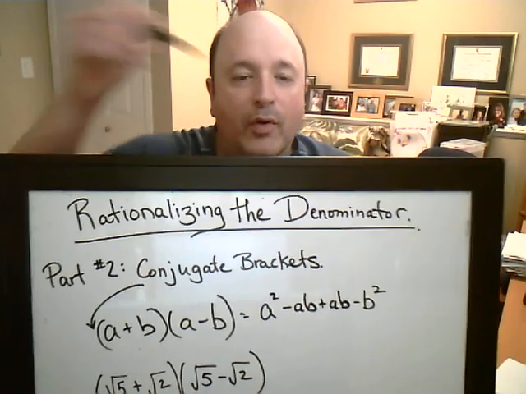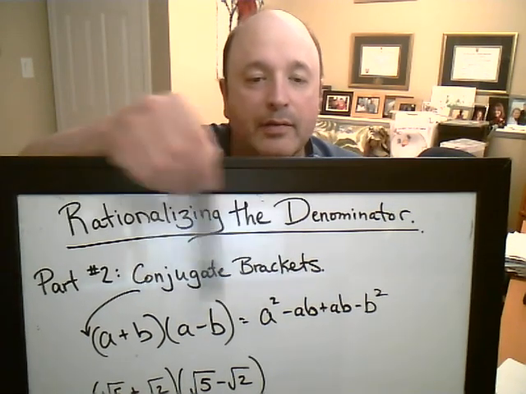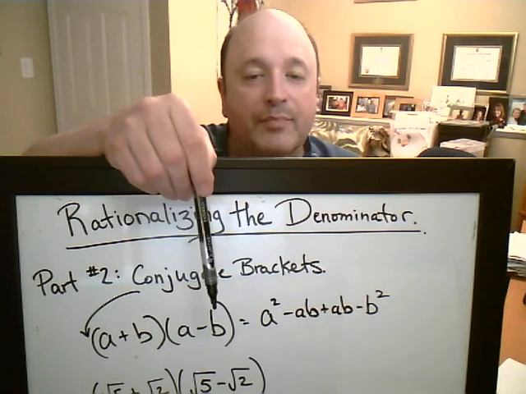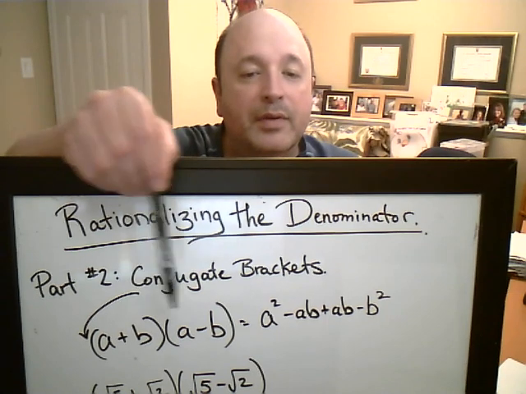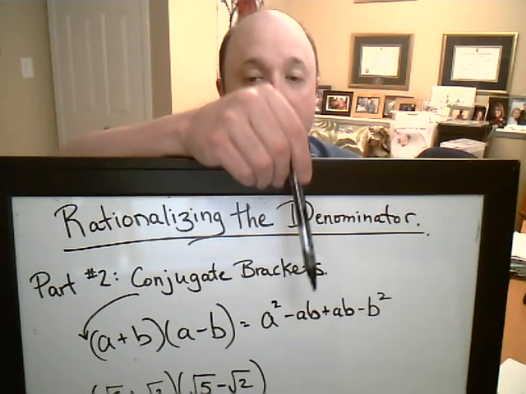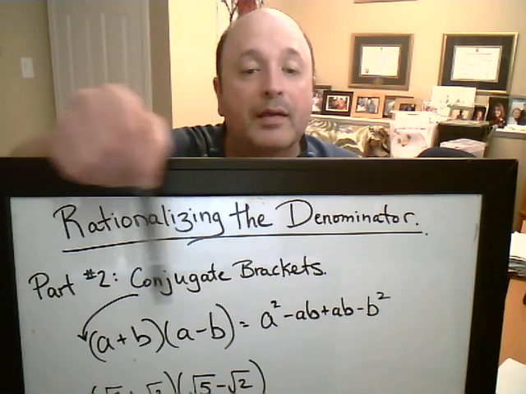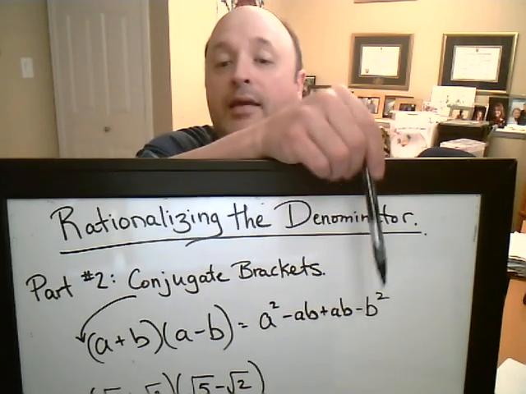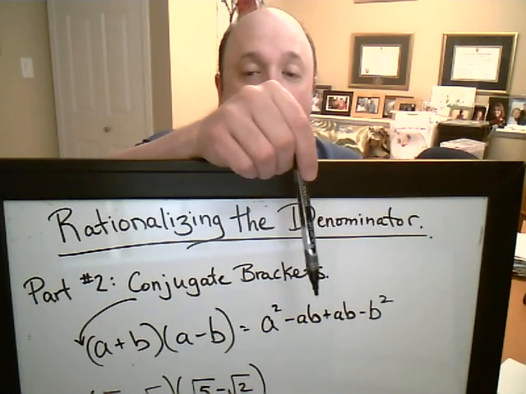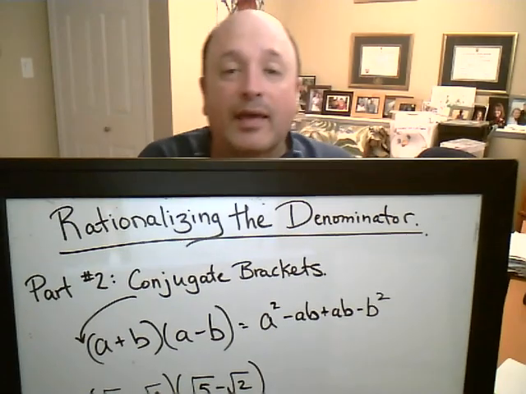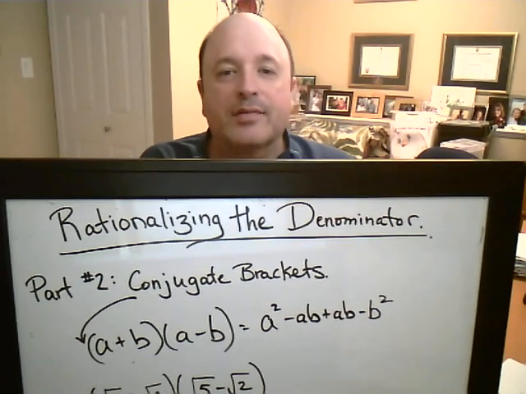So if I do the FOIL, I get a times a, which is a squared, and then a times negative b, which is negative ab, that's this one, and then positive b times a is positive ab, that's this one right there, and then b times negative b is negative b squared, that's this one. And so what winds up happening is that these two parts in the middle cancel all the time. That's one of the properties of conjugate brackets, and we use that to our advantage.